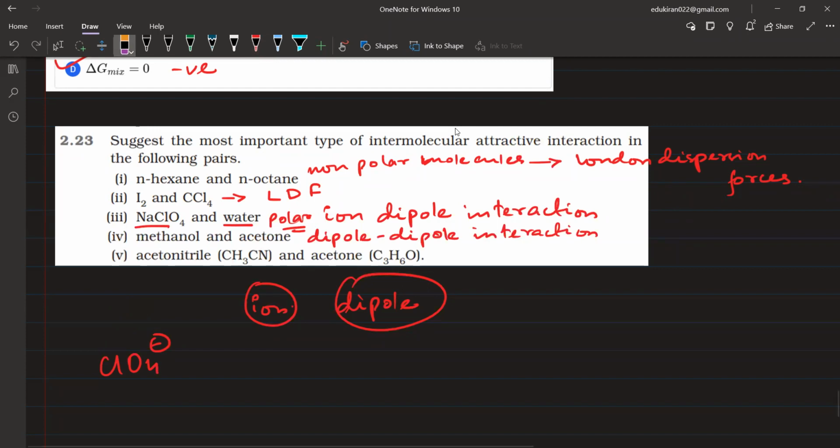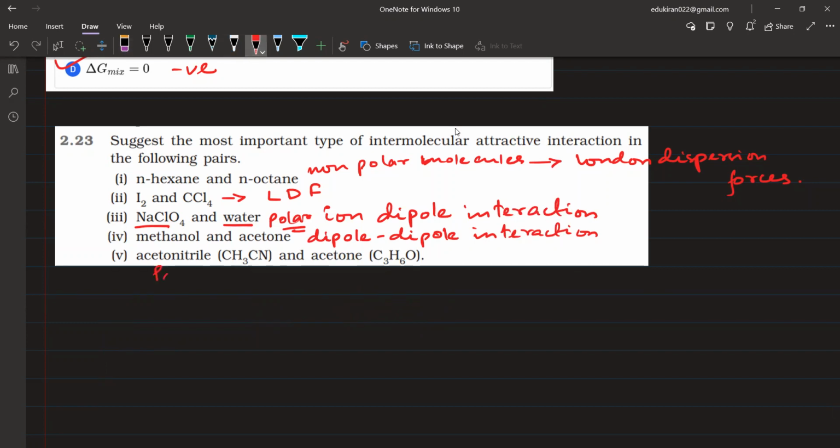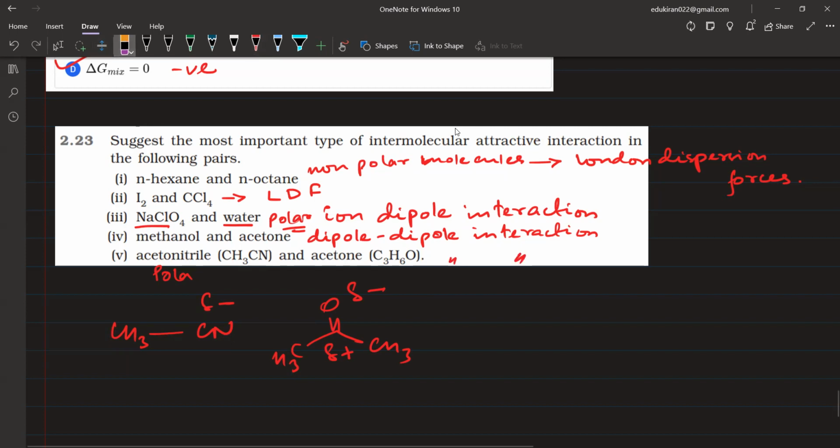Then you have acetonitrile, which is polar, and acetone, which is again what? Both of them are again polar. ठीक है. ये भी polar है आपके पास. CH3CN. This is delta negative, अगर delta positive होगा. Similarly, acetone में आपके पास double bond O, CH3CH3. So this is delta negative or either delta positive होगा. This is again polar, and that is why they will also have dipole-dipole interaction. So please write all these things.